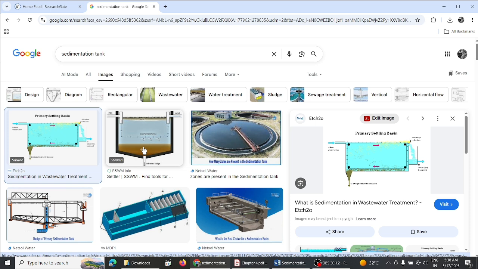2 to 6 hours. Surface overflow rate should lie from 20 to 40 meter cube per meter square day. Weir loading should lie between 125 to 300 meter cube per meter day. Depth will lie from 3 to 5 meters. These are all in SI units. And the length to width ratio is 3:1 to 5:1.